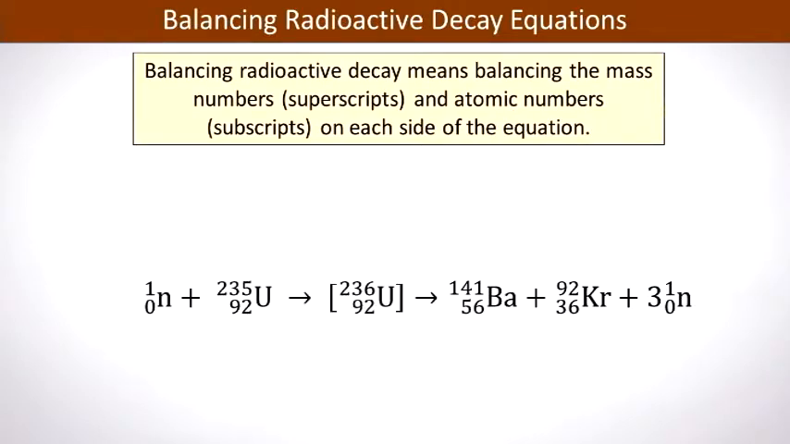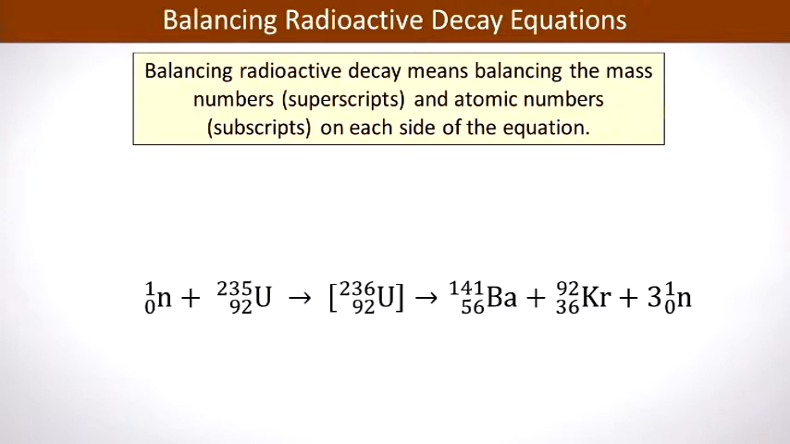Shown here is an example of what a balanced equation looks like for the radioactive decay of uranium-236, which is formed by the impact of a neutron on uranium-235.